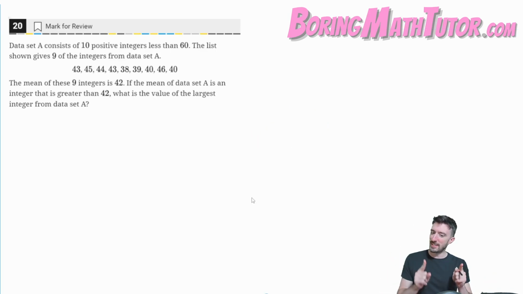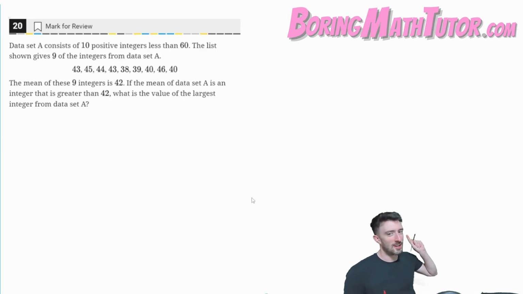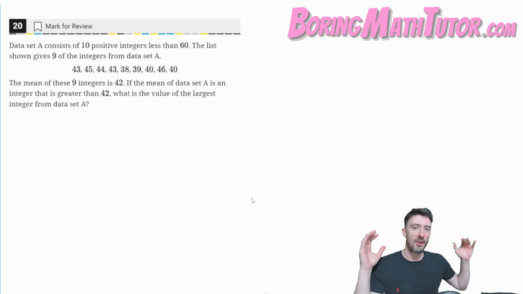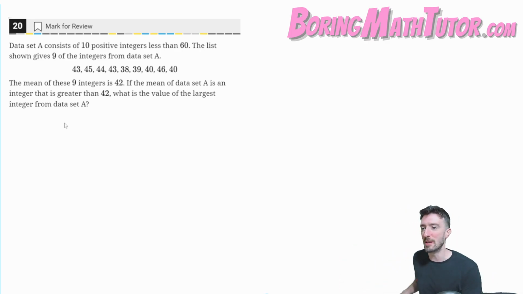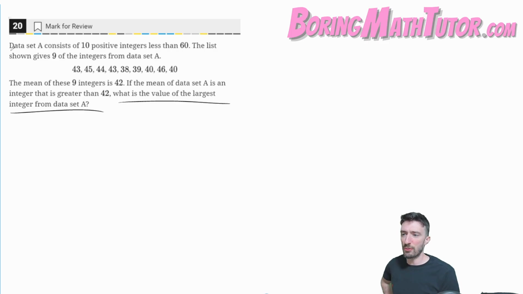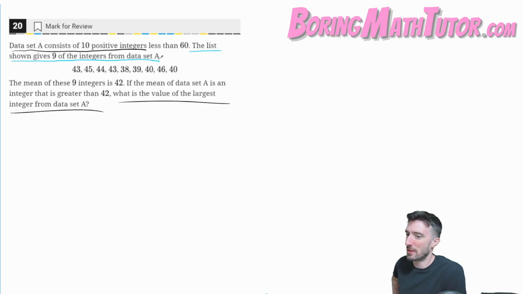This SAT is actually kind of fun because it's getting harder and harder. We are on the third last question. Here it is asking us, what is the value of the largest integer from data set A? And if we look carefully, it says data set A consists of 10 integers, but then it says the list shown gives 9 of those integers from data set A. So they're not giving you the 10th one.